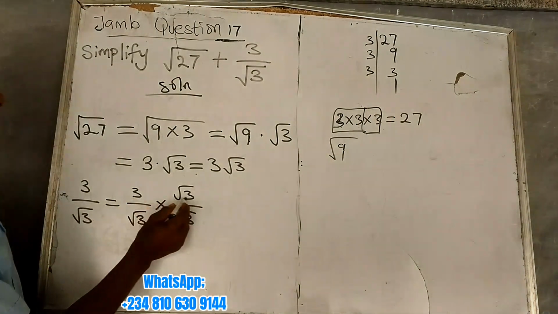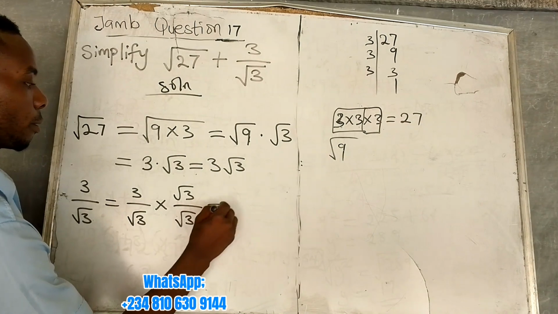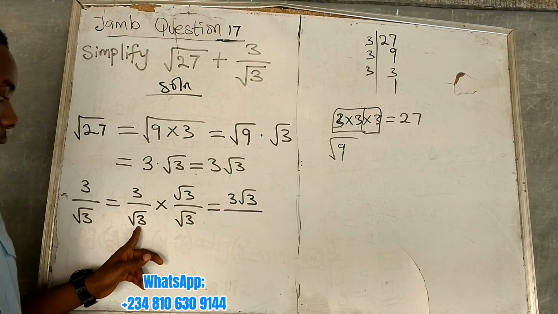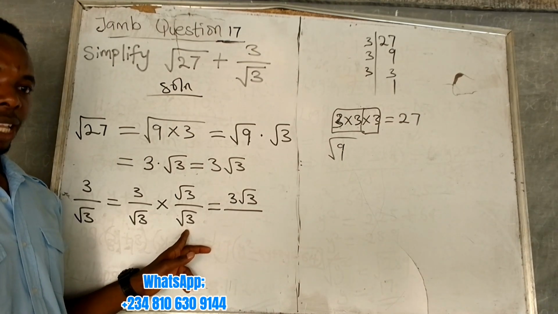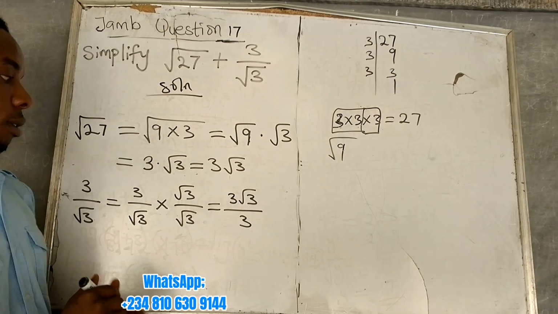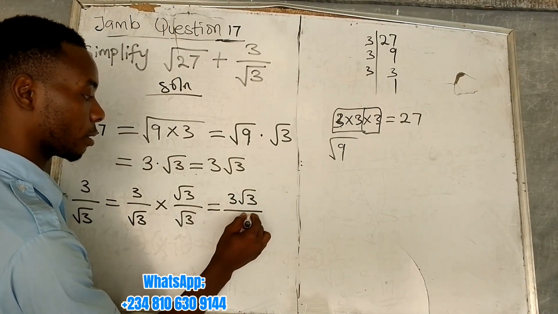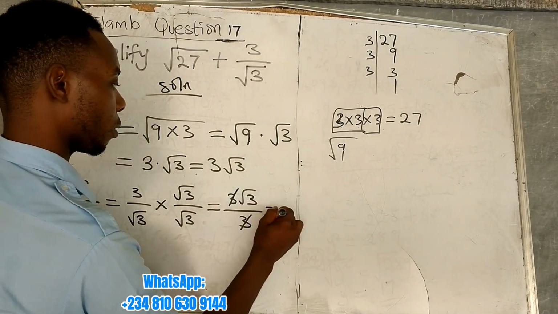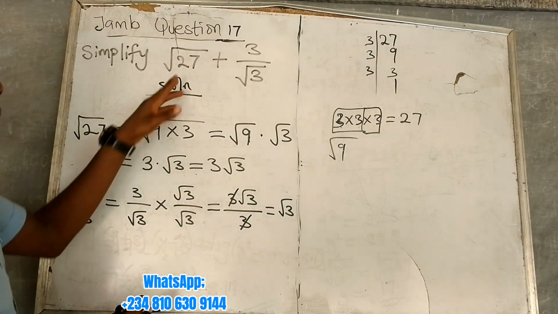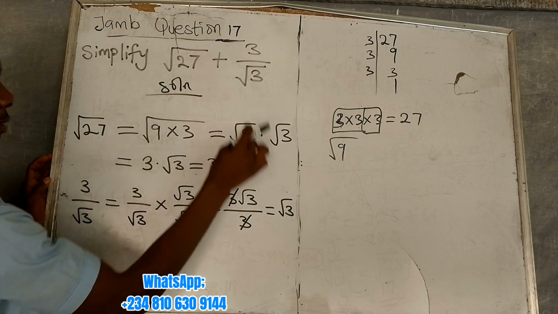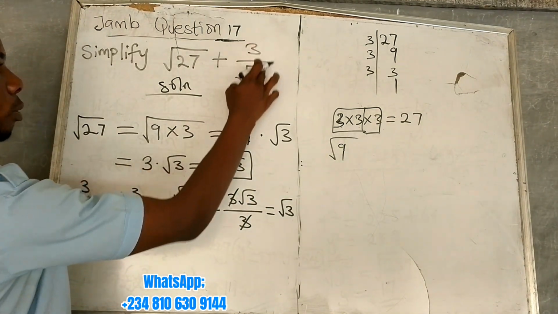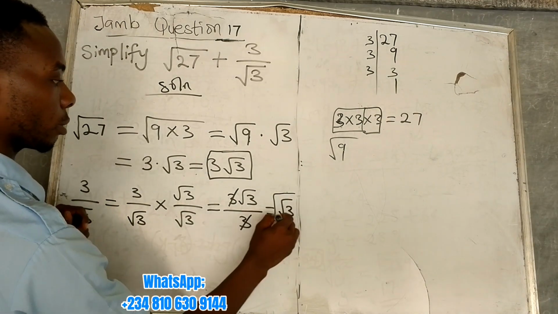When you say 3 times root 3, this will give you 3 root 3. Then root 3 times root 3 will give you 3. So now, because this is multiplying themselves, this 3 can cancel this 3. So this is equal to root 3. Are we together now? Now, what do we have as root of 27? We have it as 3 root 3. What do we have as 3 over root 3? We have it as just root 3.